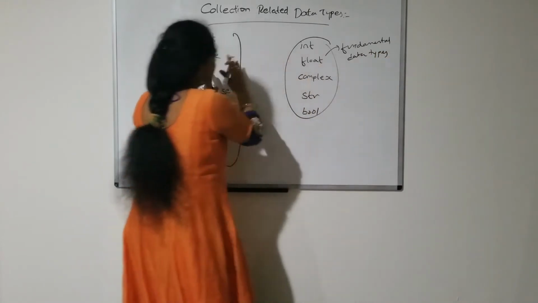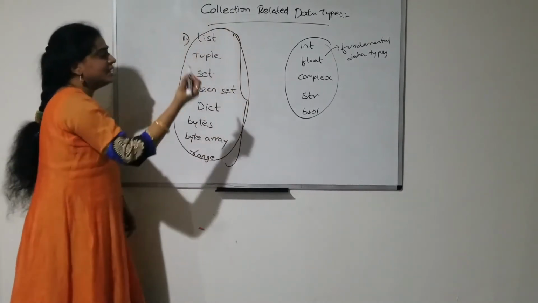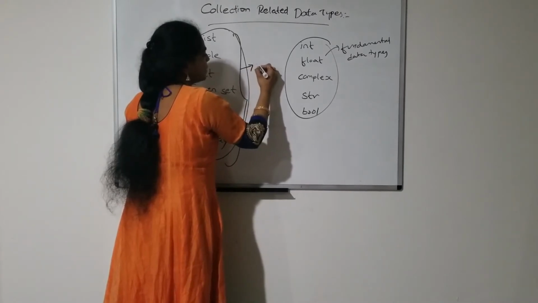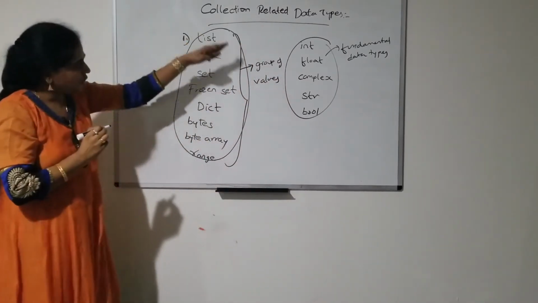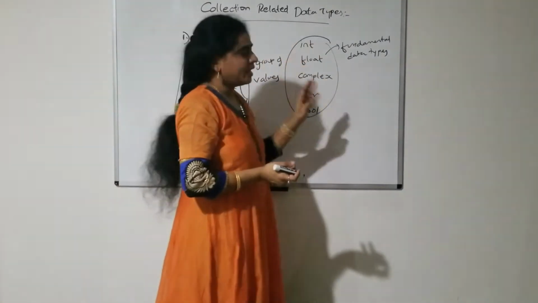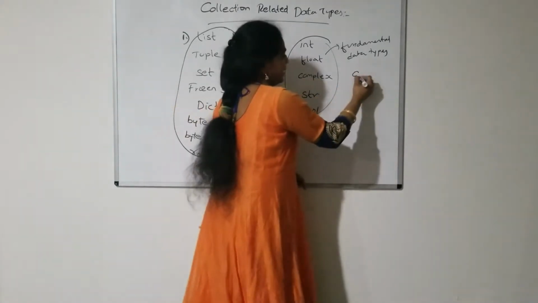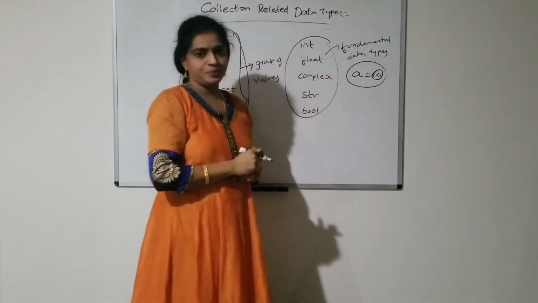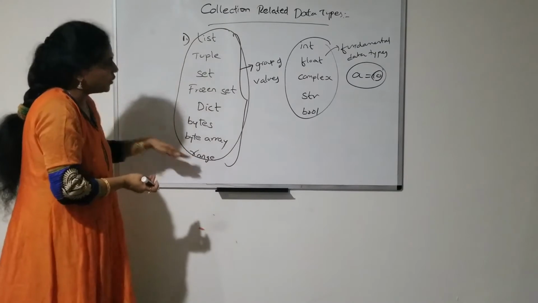So, what is the difference between these two? I am calling this collection related data types. Collection related data types will hold a group of values at a time. Now, coming to the fundamental data types, here the variable can hold only a single value at a time. See here, a equal to 10, only a single value at a time, right? But here a group of values will be held by all these collection related data types.